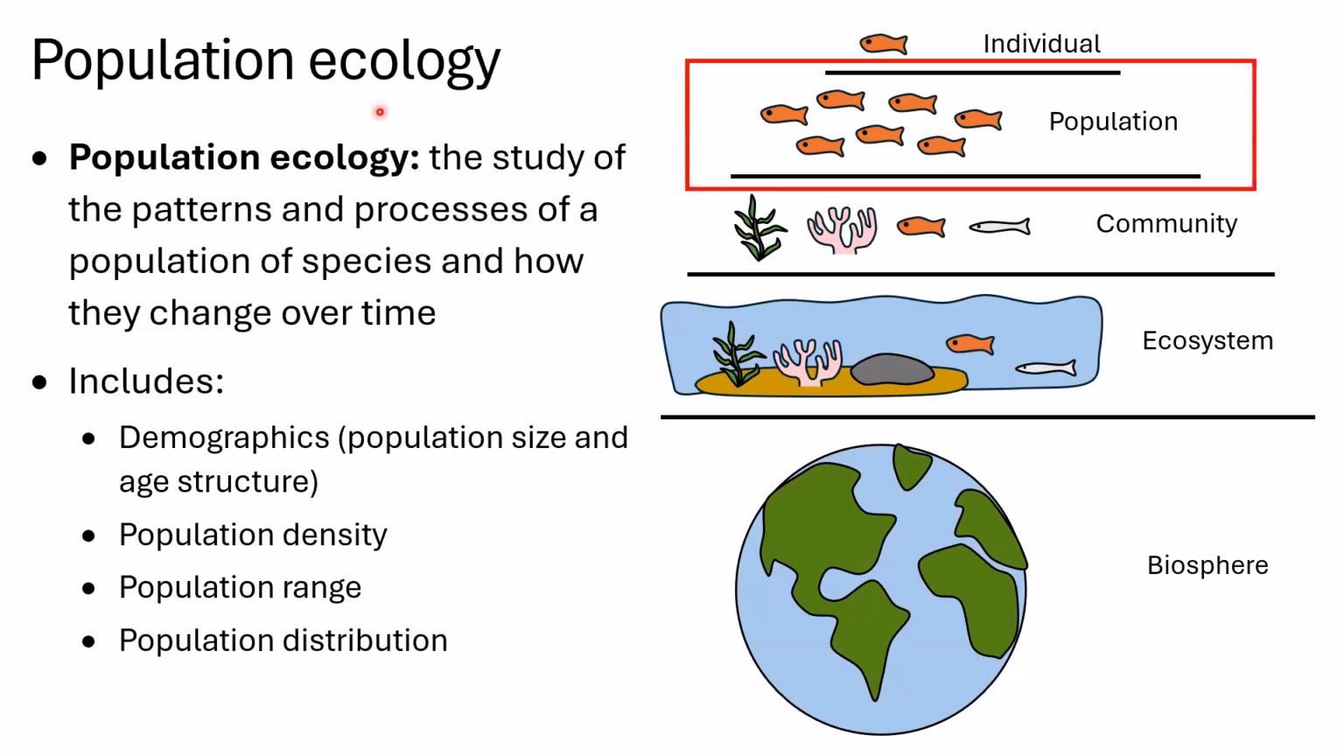Population ecology studies the patterns and processes of a population of species and how these may change over time. This includes the demographics, which provides information about the population size and age structure, as well as population density, population range, and population distribution.